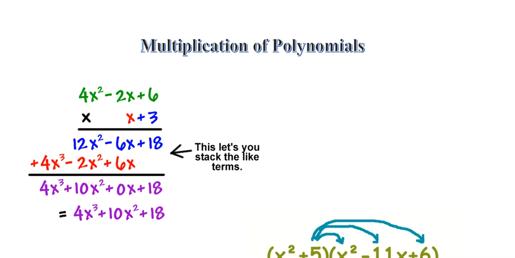It allows you to use the algorithm that you're used to in the past, maybe, of multiplication. It stacks the like terms, which allows you to put them together nicely.